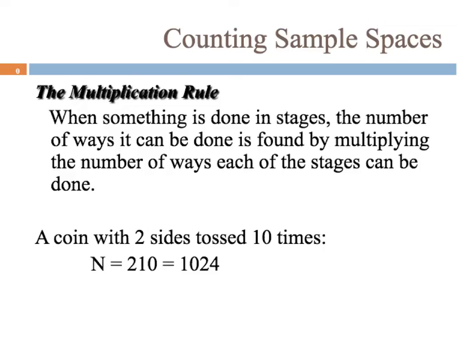So that brings us to the multiplication rule. So when something is done in stages, the number of ways it can be done is found by multiplying the number of ways each of the stages can be done. So going back to that coin example, and sorry the way this came out on the screen doesn't look right, so that should say 2 to the 10th. So toss a coin 10 times, just 2 to the 10th power, and get 1,024.